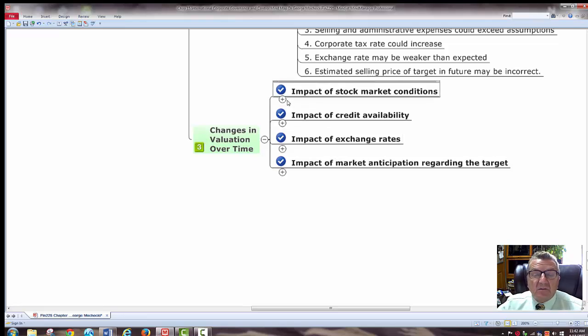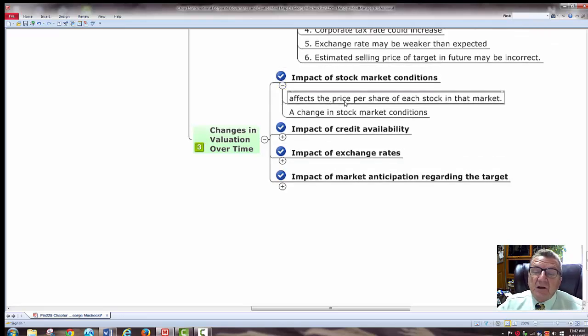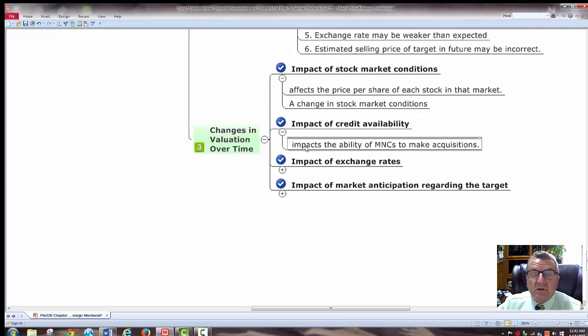Okay, impact of the stock market conditions. A change of stock market conditions could change share prices of each stock in that market, because I'm either buying or selling. Impact of credit availability: it impacts the ability of MNC to make acquisitions, whether it's from the parent, the economic conditions, or it is a subsidiary. Where am I going to get that financing from?